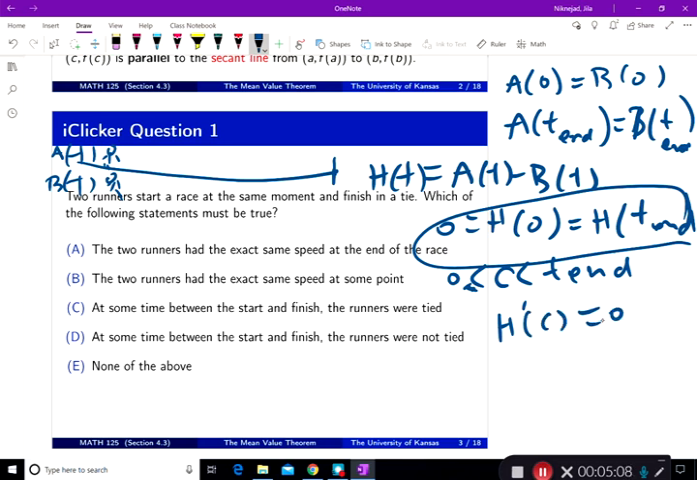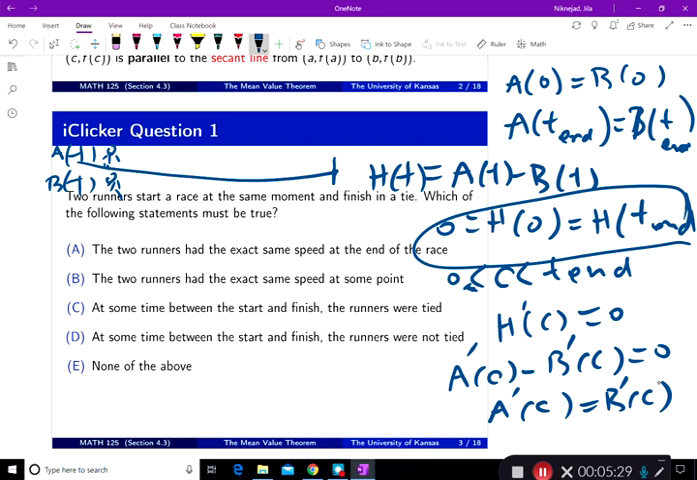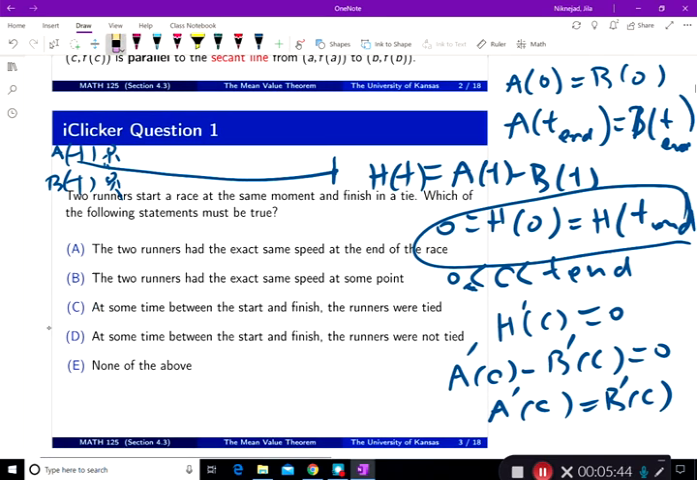H' would be equal to the average rate of change between 0 and t_end. Well, what is h'? h'(c) is A'(c) minus B'(c), equal to 0. That means A'(c) is equal to B'(c). What is A'? The derivative of the distance is the velocity. What is B'? The derivative of the distance is the velocity. So at some point between the start and the finish, the two runners had the same speed. That's B, the answer.